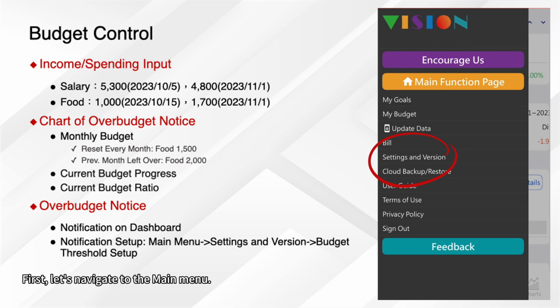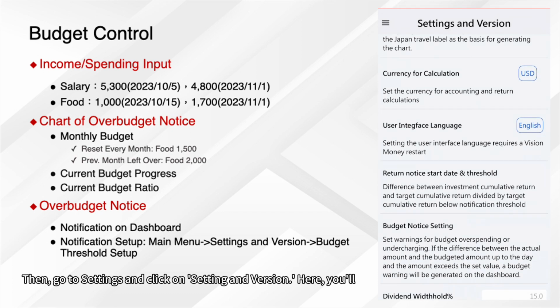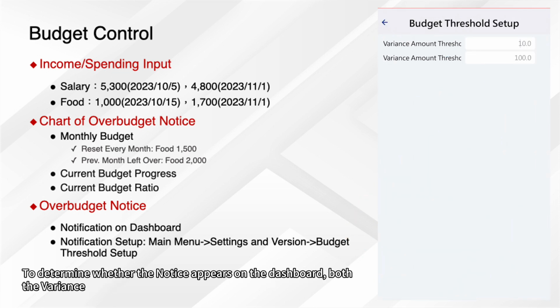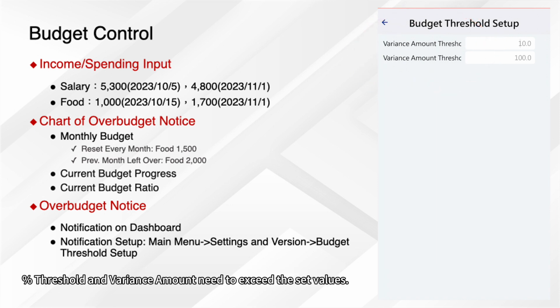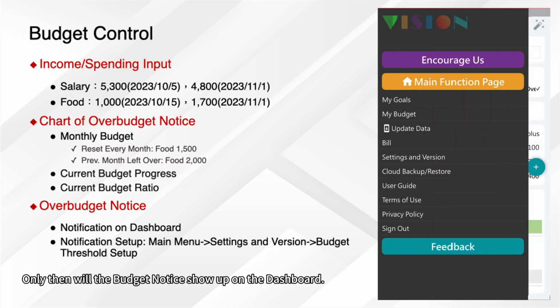First, let's navigate to the main menu, then go to Settings and click on Setting and Version. Here, you'll find the budget notice setting. You can make some configurations here to determine whether the notice appears on the dashboard. Both the variance percent threshold and variance amount need to exceed the set values. Only then will the budget notice show up on the dashboard.